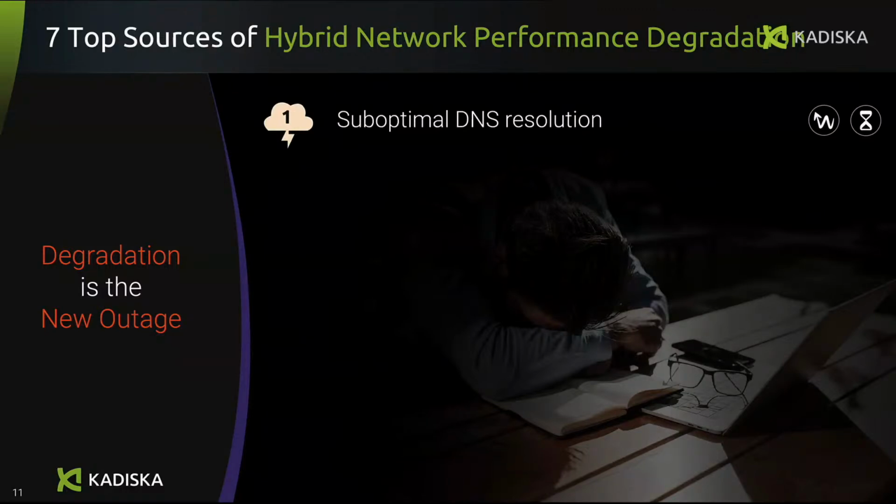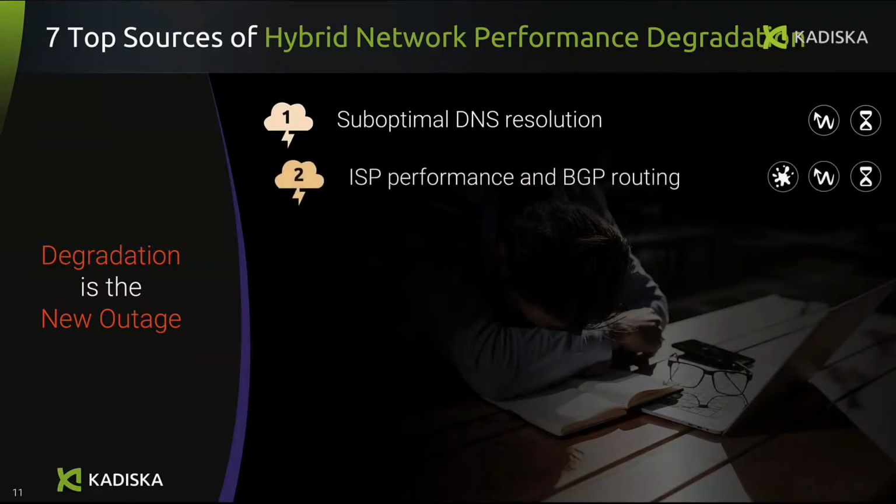As we just mentioned, suboptimal DNS resolution is one of the big ones where you have a dramatically increased latency due to an inefficient network path. The same is true if your internet service provider or the ones that are being provided for SD-WAN underlays have BGP routing policies that are not optimized for your business locations or applications, or if they're routing based on lowest cost instead of best performance.